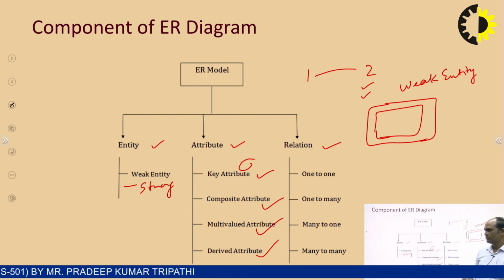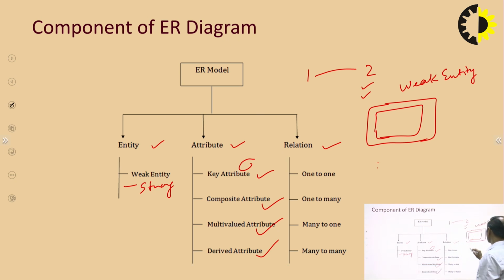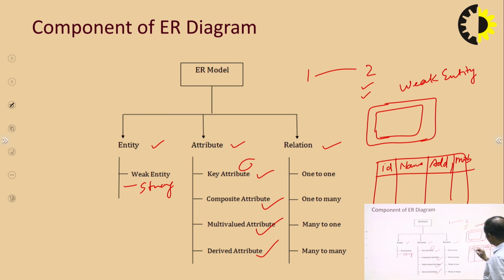Another is the composite attribute. Suppose we have a student table with ID, name, address and mobile number, four attributes. If we cannot find a key attribute in a particular table, then in this scenario we can combine two attributes as a common attribute and make it a key attribute. This is called a composite attribute.